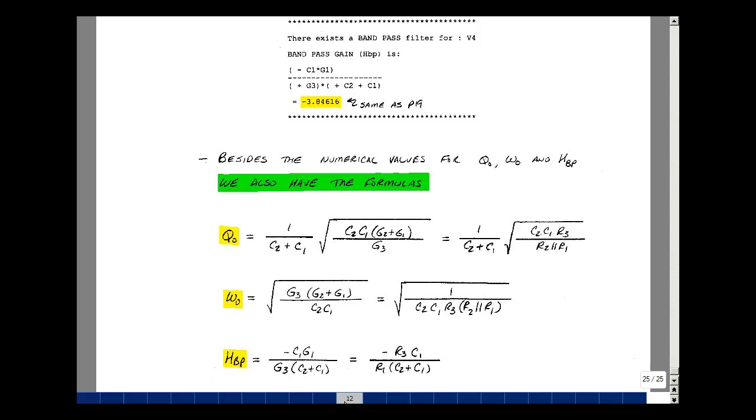So not only do we have the numerical results, like we would get out of a numerical program like SPICE or PSPICE, but we also have the symbolic results. So we can see what's controlling these three parameters. And of course, we can use this to do a design procedure and be able to then pick the values of the R's and C's in our filter.